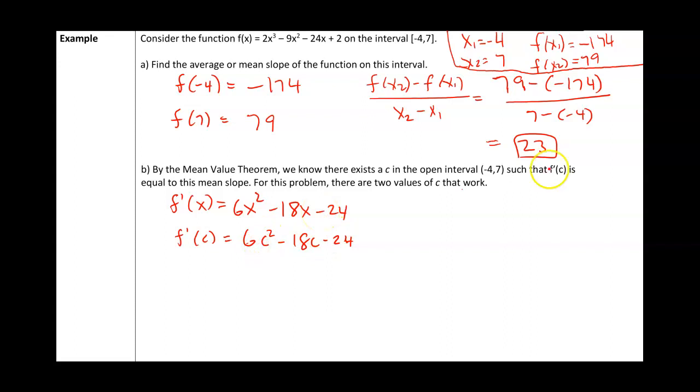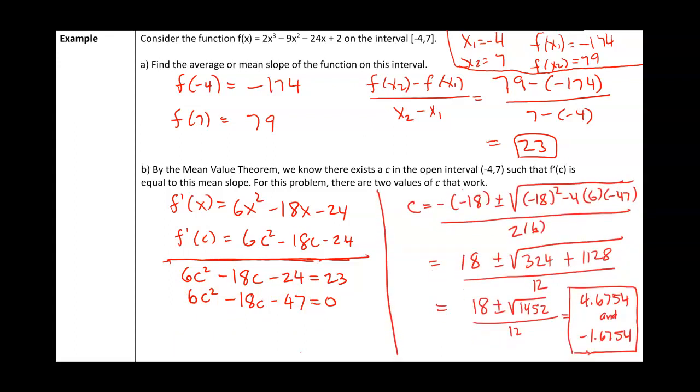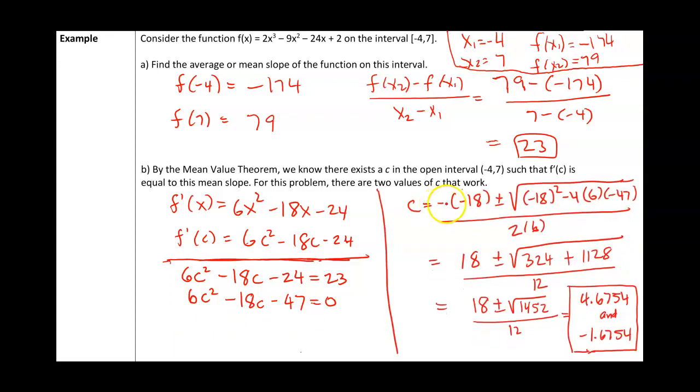Now f prime of c is going to equal that mean slope, which is 23. For any quadratic, you've got to get everything onto one side. So I subtract 23 and I get 6c squared minus 18c minus 47 equals 0. This is going to be hard to factor even if it was factorable. So the best way to solve this is to use the quadratic formula: negative b, that's negative 18, plus or minus radical b squared, that's negative 18 squared, minus 4 times 6 times negative 47, all divided by 2 times a, which is 2 times 6.